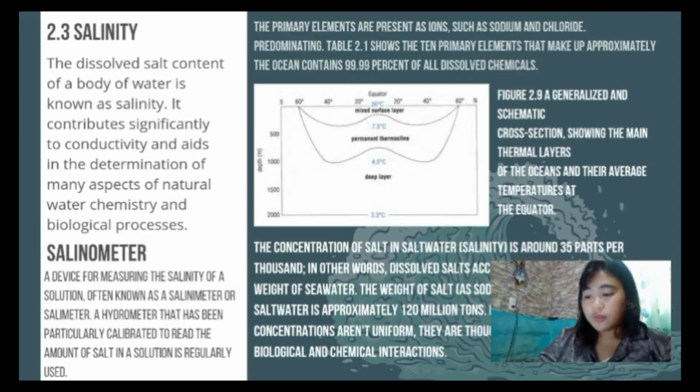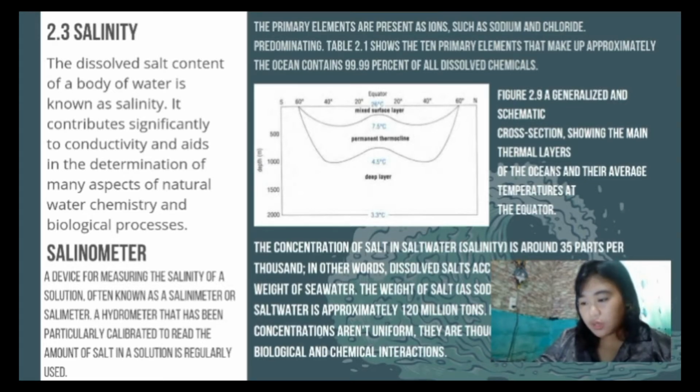The concentration of salt in water, that is salinity, is around 35 parts per thousand. In other words, dissolved salts account for around 3.5% of the weight of the seawater. The weight of salt as sodium chloride in a cubic mile of salt water is approximately 120 million tons.